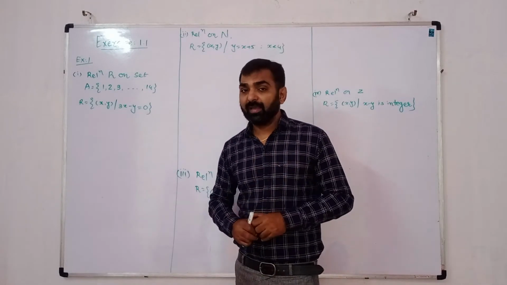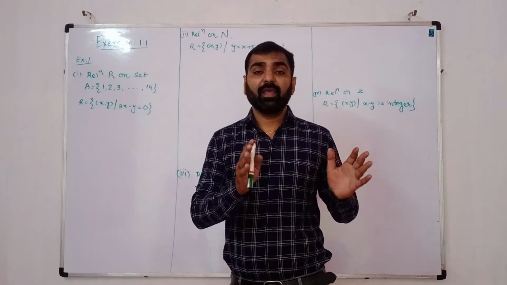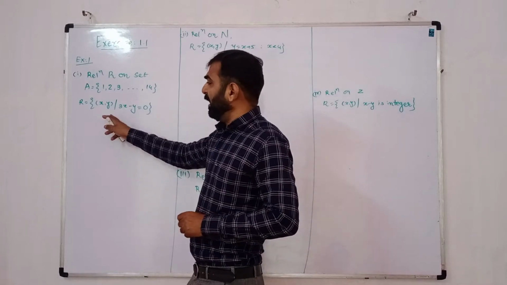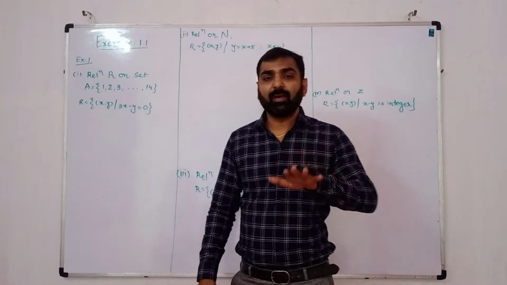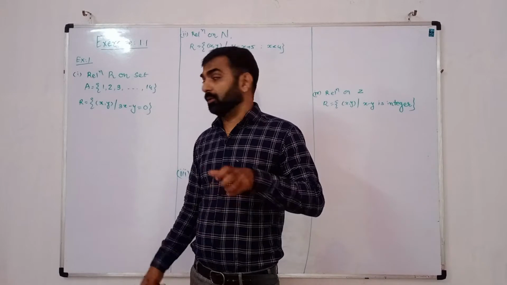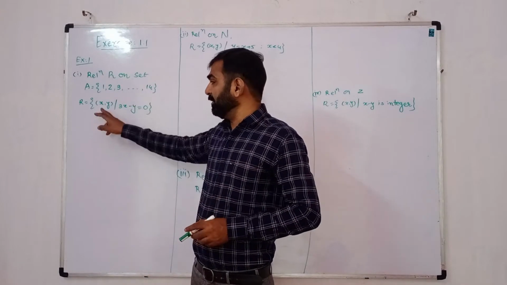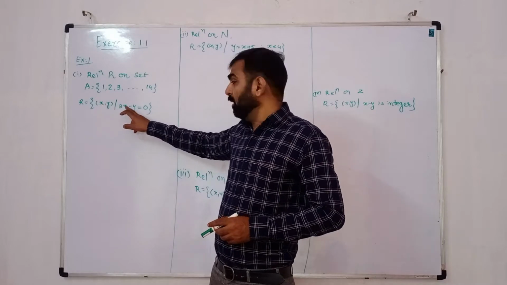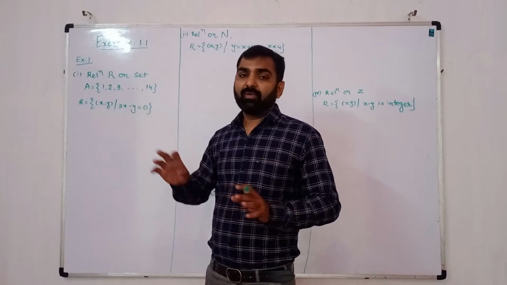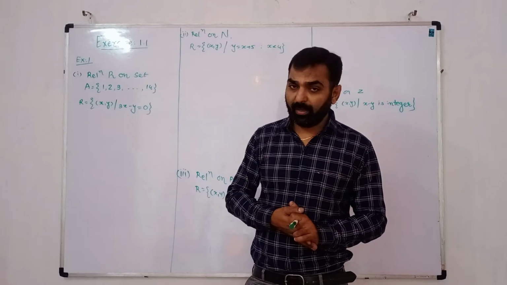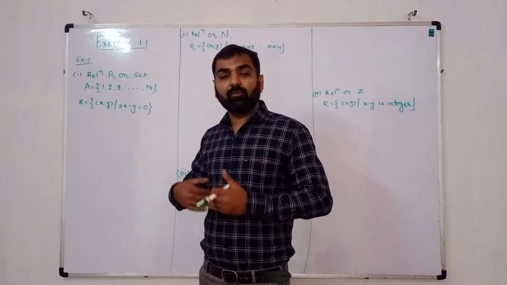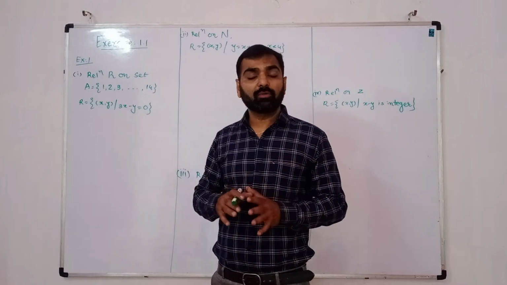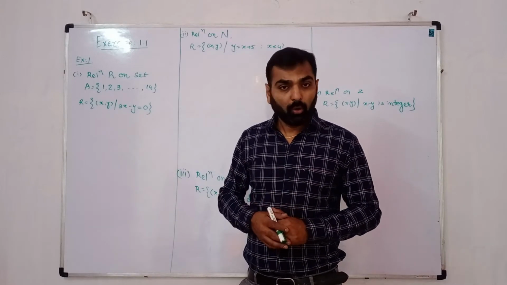So for reflexive, what was the condition? It is just (a, a) belongs to R. That means, here you replace y by x, and the condition in this relation is: first element multiplied by 3 minus second element must be equal to 0. So if we change y to x, is it possible, yes or no? That we have to check.